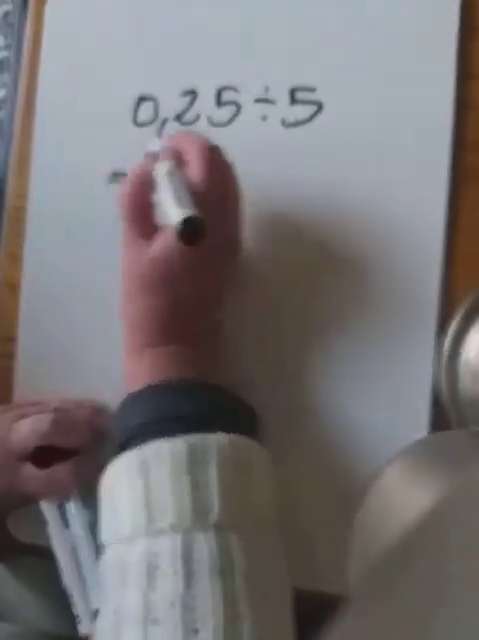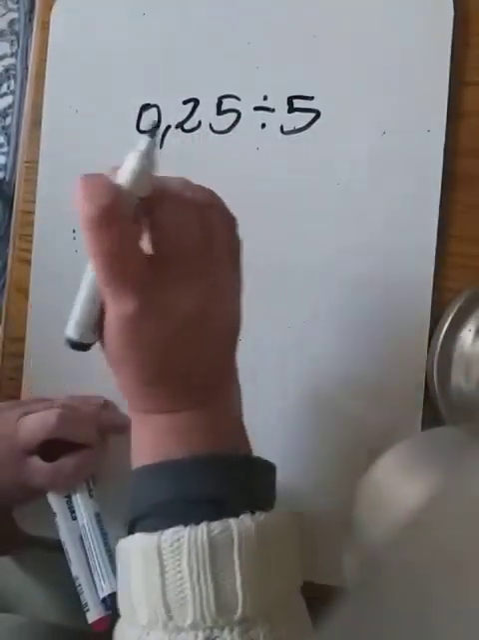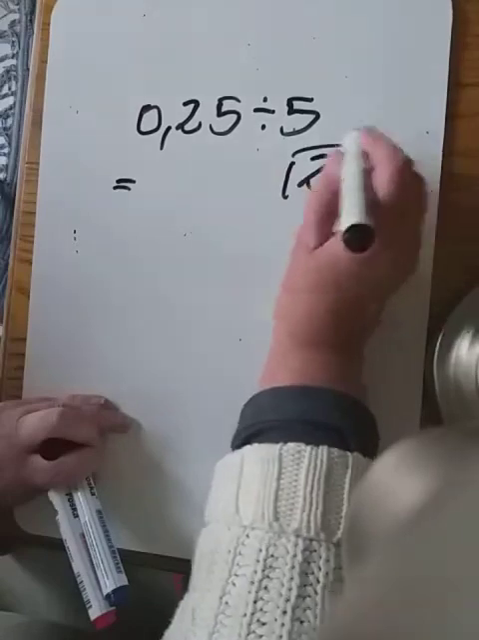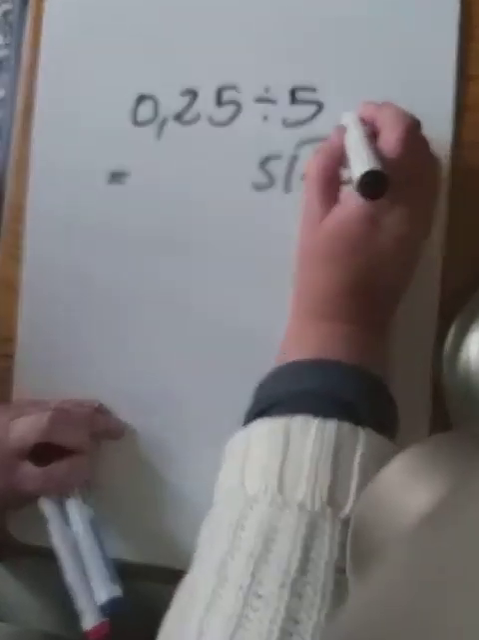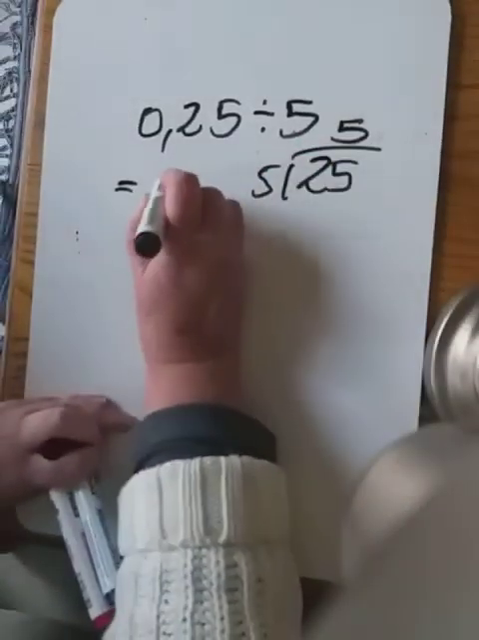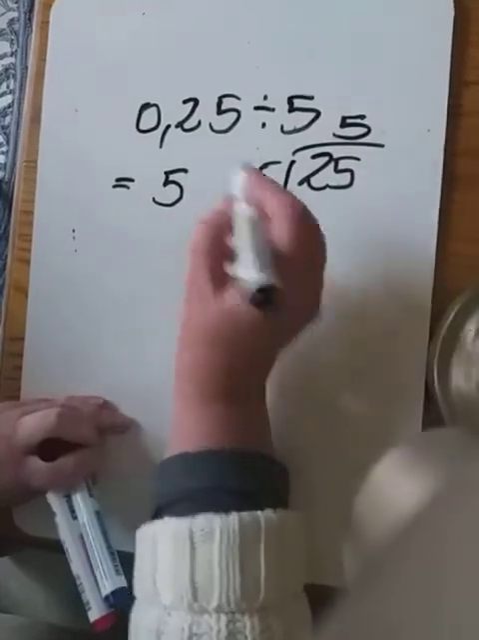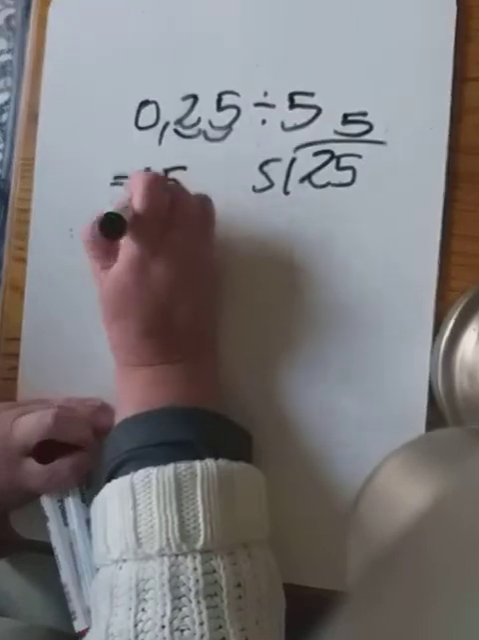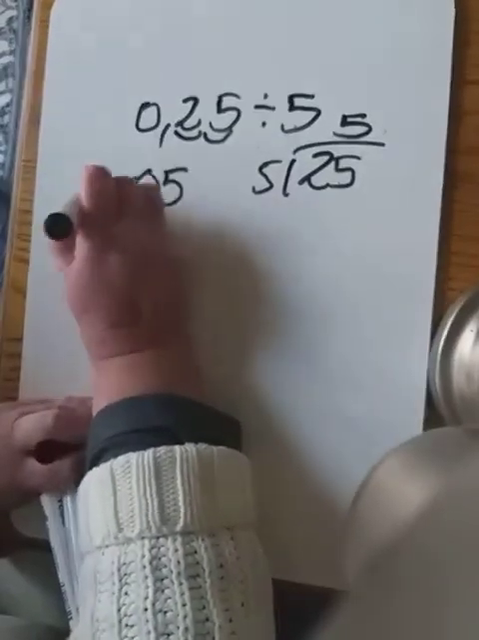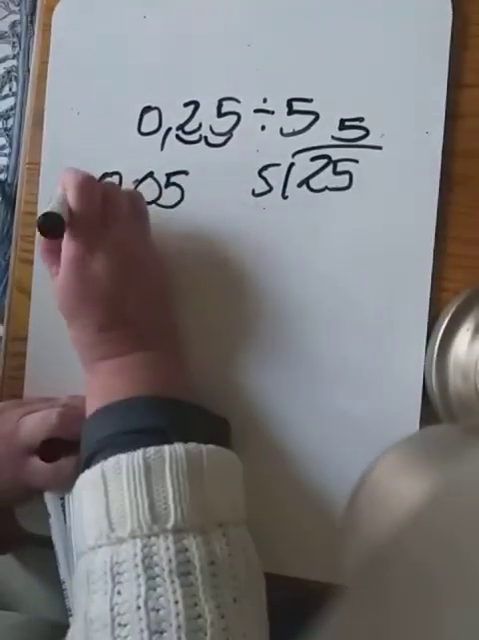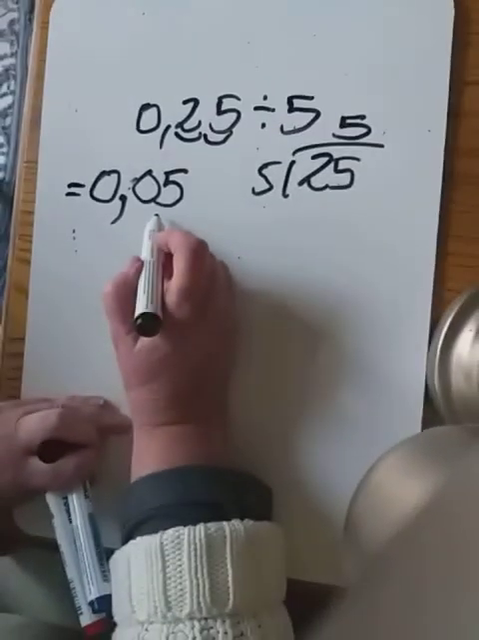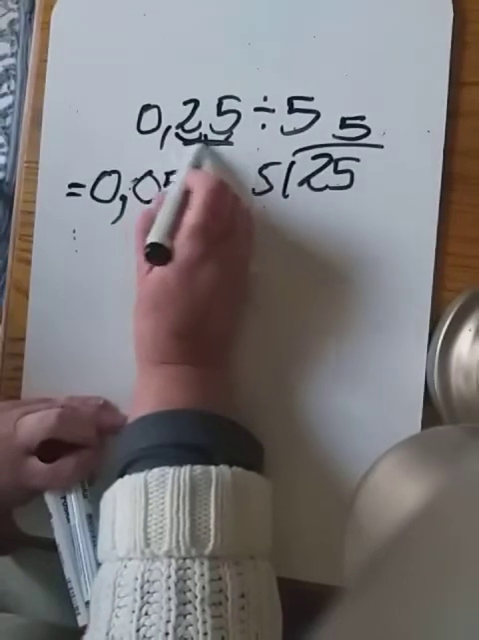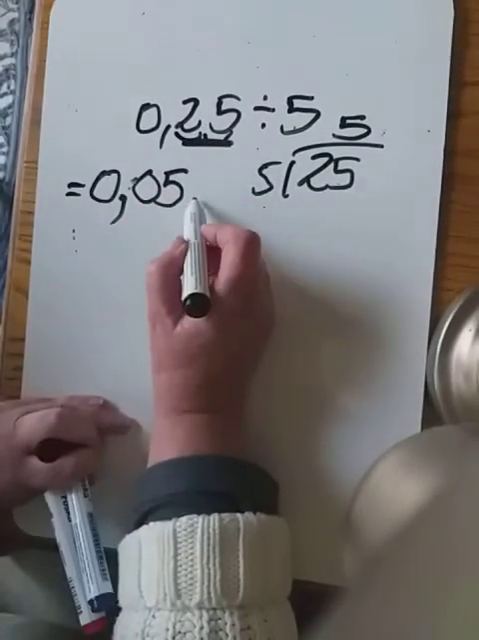Guys, when you do the sum, use the whole numbers again. So literally say 25 divide by 5. 5 goes into 25 5 times. So if I've got a 5 here as an answer, how many numbers after the comma? 2. So 0,05. That is what this is equal to. Why? Because I've got 2 numbers after the comma.